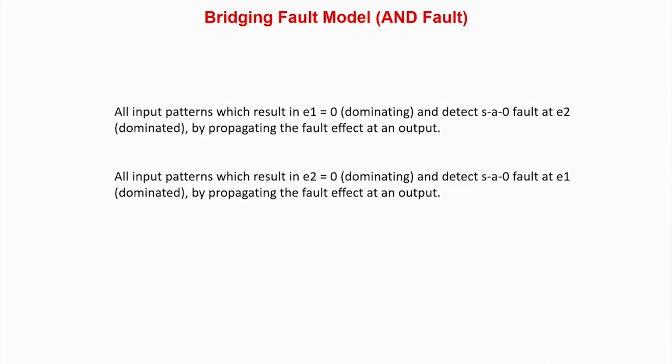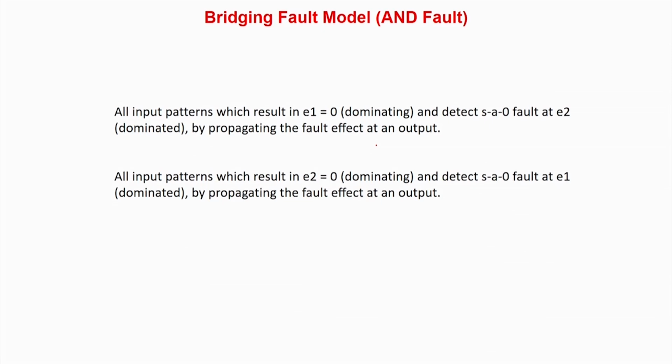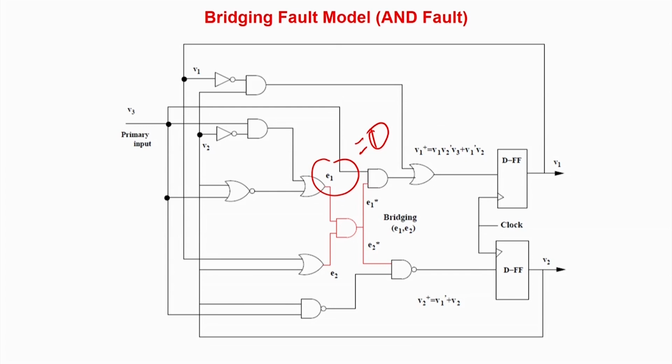So there are two parts basically. One is called dominating and one is called getting dominated. All input patterns which result in E1 equal to 0, since it is an AND gate, and detect stuck-at fault E2 by propagating the effect to an output. Now I will give you the philosophy, then we will see the slide. So basically what happens? There can be a problem if this is a 0 and this is a 1. That is E1 equal to 0, E2 equal to 1.